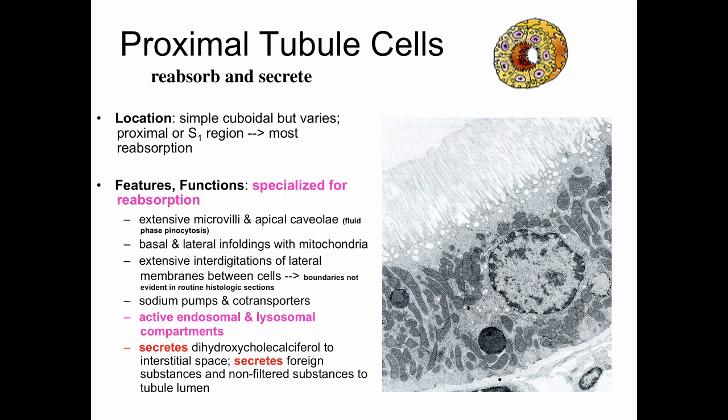These cells have extensive basal and lateral infoldings with abundant mitochondria. There's extensive interdigitation of the lateral membranes between the cells in the proximal tubule, so the boundaries are not evident in routine histological sections. These cells contain active sodium pumps and cotransporters. They have an active endosomal and lysosomal compartment. These cells secrete dihydroxycholecalciferol to the interstitial space. They also secrete foreign substances and non-filtered substances to the tubular lumen.